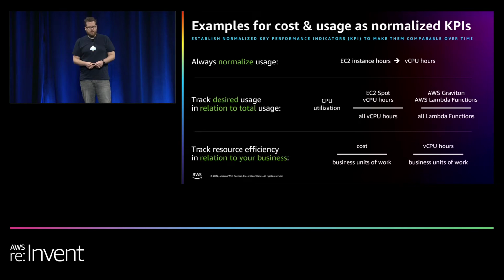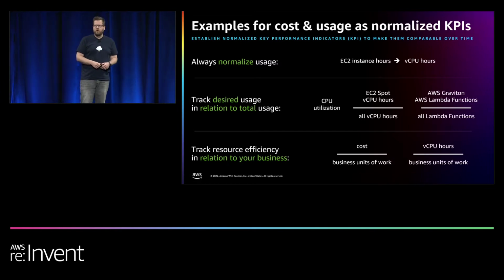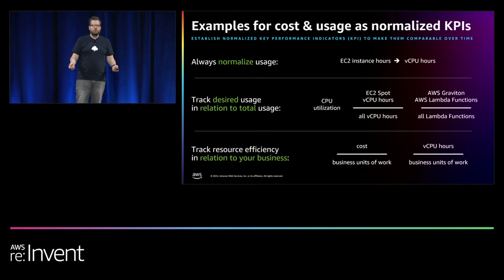Back to the idea that efficiency is the least amount of resources to fulfill your business need. And that's why KPIs should also reflect your business units of work. That could be the cost per monthly active user, or the vCPU per insurance policy processed. So you should have these KPIs, which then help the team to compare their performance of the last month or the year before, even when the business is growing or shrinking at Christmas time or so.